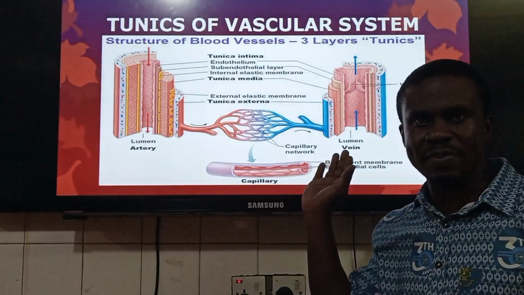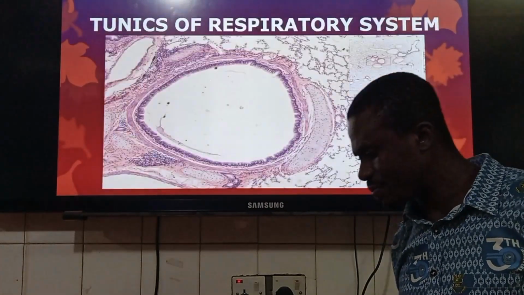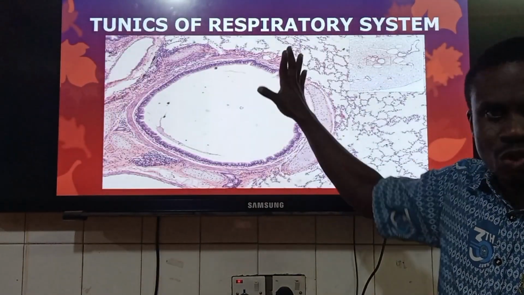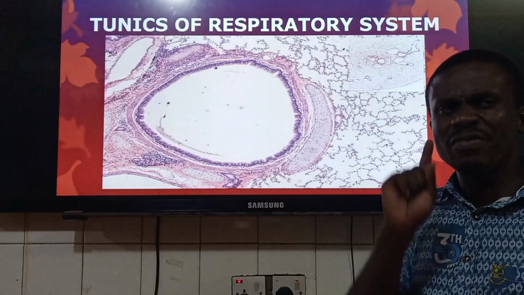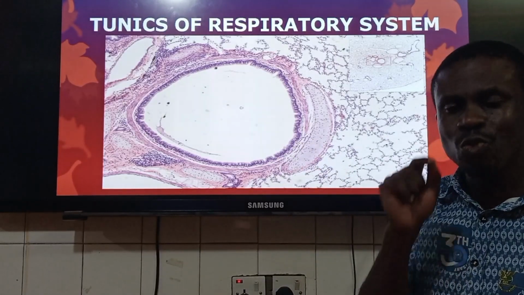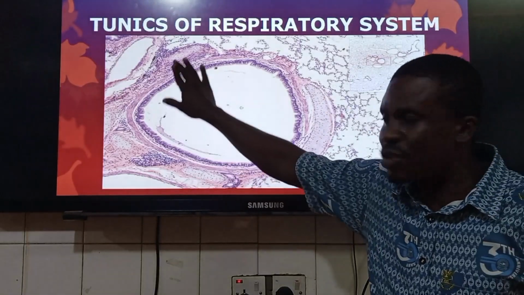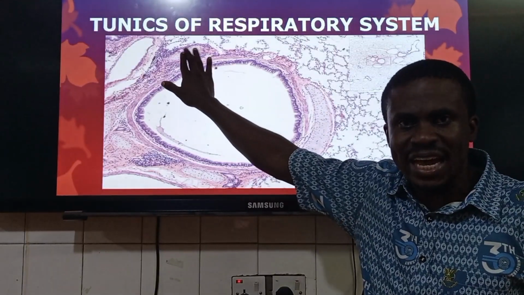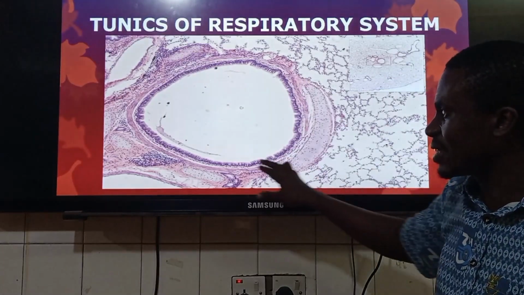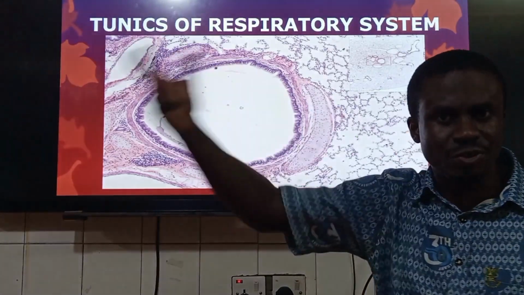I've done histology of the blood vessel. You can go and watch that video. Finally, I've done a video on this one too. Please, this is very important. Whenever you see that you have cartilage in the wall, usually mainly hyaline cartilage, once you are seeing this, then we are talking about the respiratory tract.